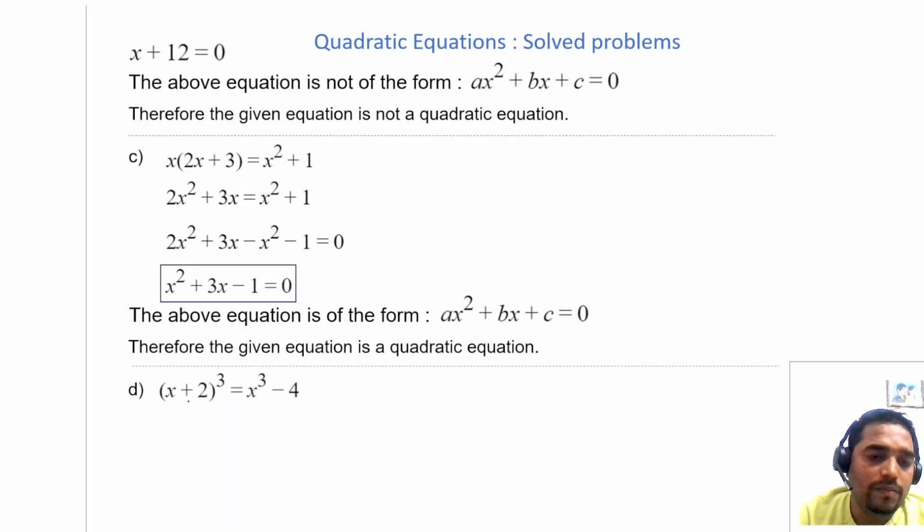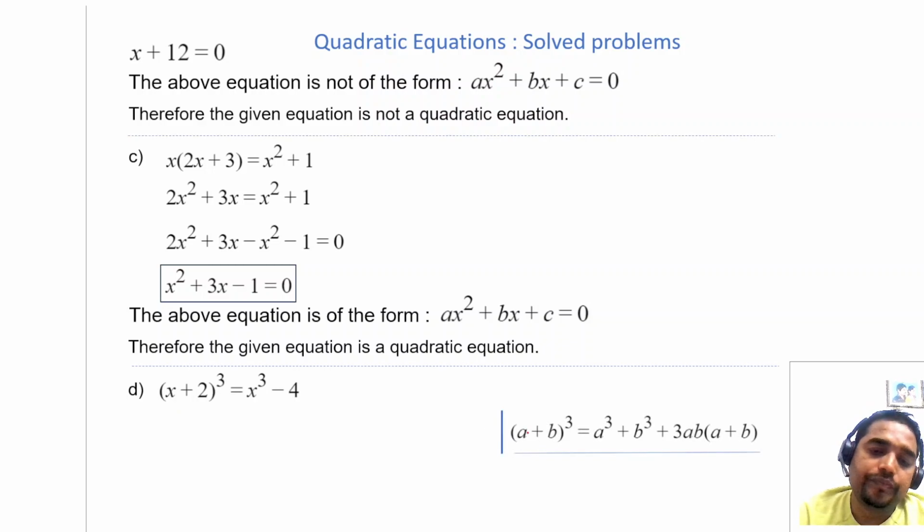Now the fourth problem is (x + 2)^3 = x^3 - 4. So how to simplify this? We see that in the LHS there is (x + 2)^3. It is looking as if it is (a + b)^3. So for (a + b)^3, there is a formula which is (a + b)^3 = a^3 + b^3 + 3ab(a + b).